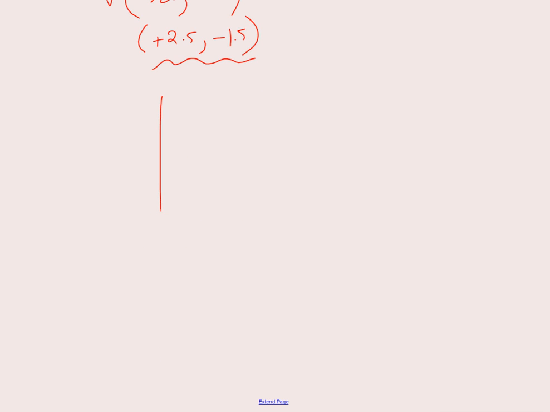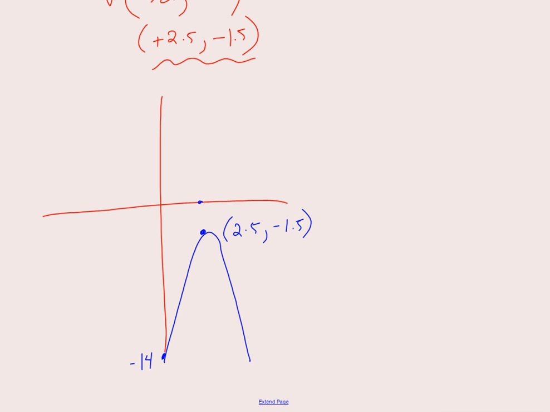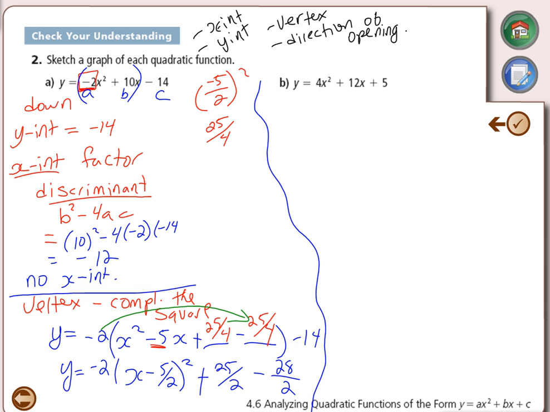Let's sketch it up using all of what we just came up with. Vertex, first step, positive 2.5 and negative 1.5. So there's my vertex. 2.5, comma, negative 1.5. No x-intercepts, but there is a y-intercept. That y-intercept was negative 14. And I knew it was opening down right from the get-go. There we go. We've got it sketched. Arrows on the end because it goes on forever.